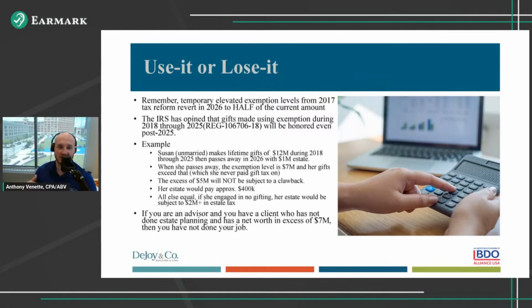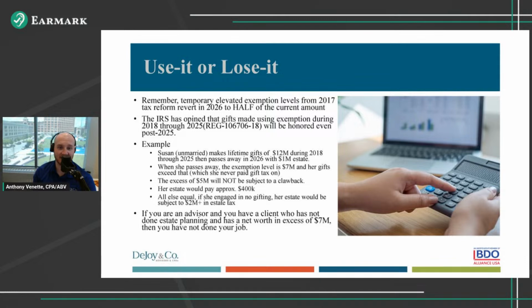So Susan's an unmarried individual. She makes lifetime gifts of $12 million during 2018 through 2025. So she was underneath the exemption amount when that happened. So those didn't go through with any gift tax. And then she passes away in 2026. She's got $1 million left in her estate. When she passes away, the exemption level is lower, but those gifts aren't subject to a clawback.